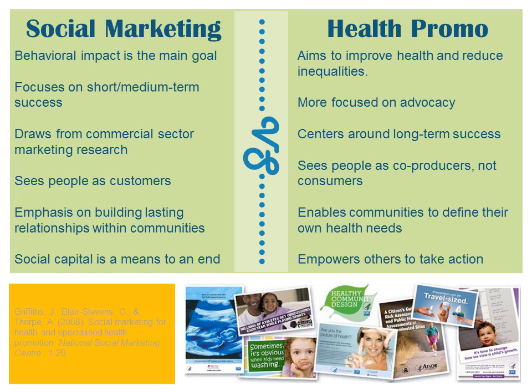So for social marketing, behavior impact is the main goal. It focuses on short or medium-term success, draws from commercial sector marketing research, sees people as customers or consumers, and there's an emphasis on building lasting relationships within the communities, and social capital is a means to an end. For health promotion, the aim is to improve health and reduce inequalities. There's more of a focus on advocacy, and it centers around long-term success and sees people as co-producers, not consumers, and enables communities to define their own health needs and then empowers them to take action.